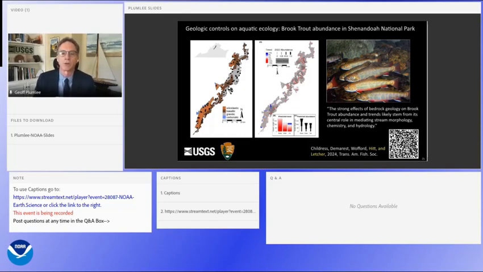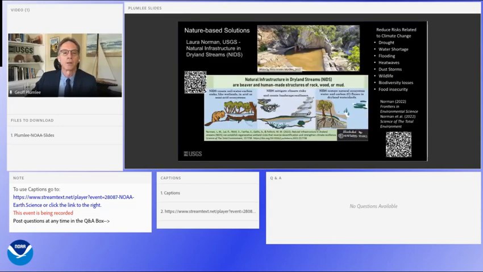And that statement you see on the right, strong effects of bedrock geology on brook trout abundance and trends likely stem from its central role in mediating stream morphology, chemistry, and hydrology. This was work done with the National Park Service, by the way.